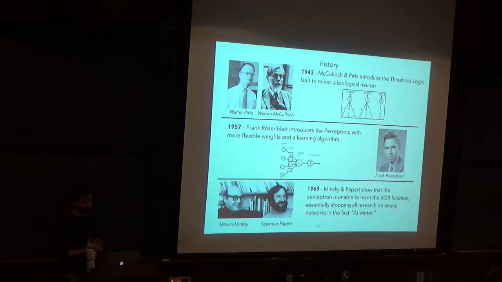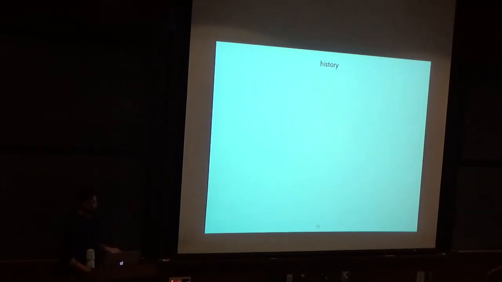But then in 69, Minsky and Papert showed that you actually cannot learn the XOR function with this simple one-layer neural network, which is what I showed you at the beginning of class. And people got very depressed, and were like, OK, neural networks just aren't going to work. Let's move on to other things like symbolic logic. So this is what people typically call the first AI winter.